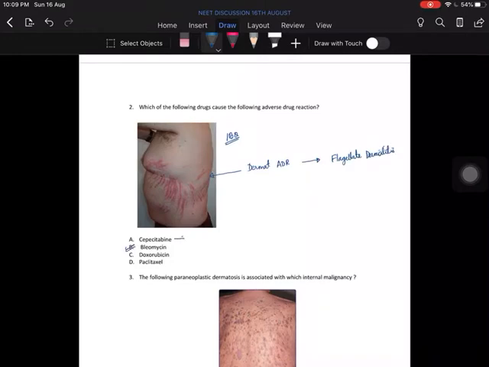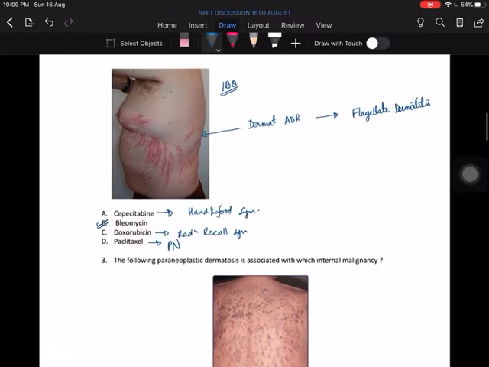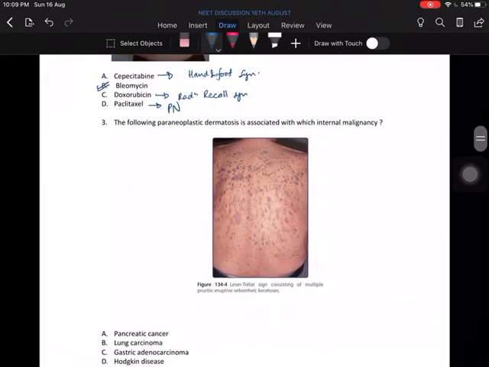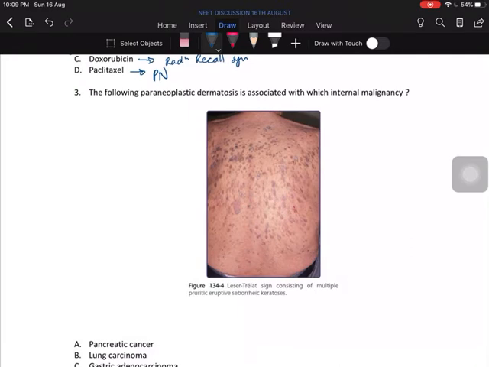So next other points are capecitabine is known for side effect of hand and foot syndrome. Okay, then doxorubicin for radiation recall syndrome. Okay, paclitaxel for peripheral neuropathy. Right. So next, which of the following paraneoplastic dermatosis is associated with the internal malignancy?